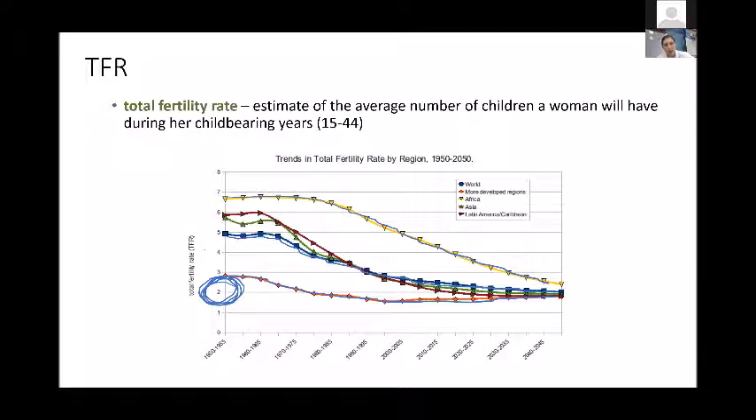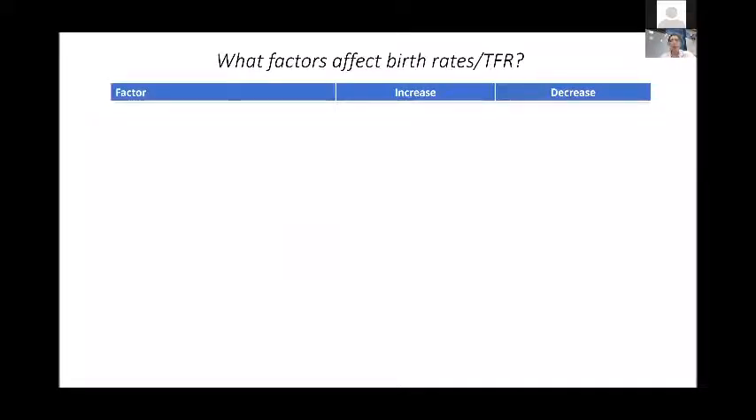So why are we seeing this trend in dropping total fertility rate? There are many, many reasons. First, we need to consider all the different factors that can affect birth rates and total fertility. So I'm going to be showing you some factors, and I'm going to show you what type of change will either increase or decrease the birth rate.